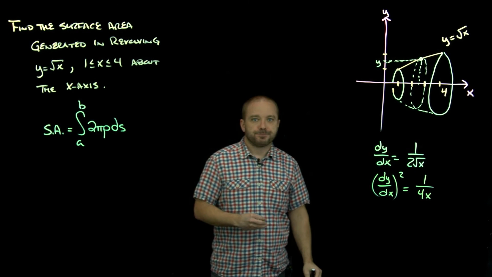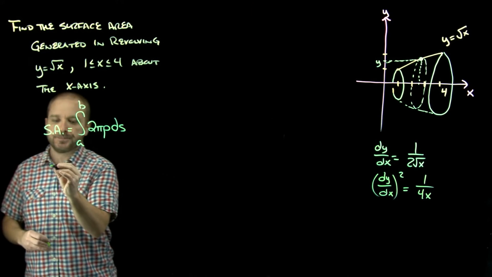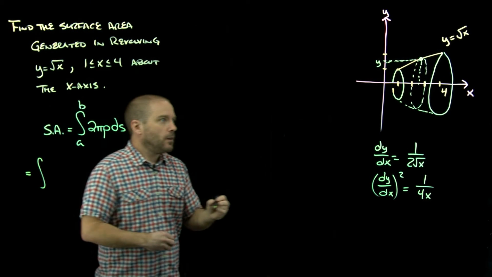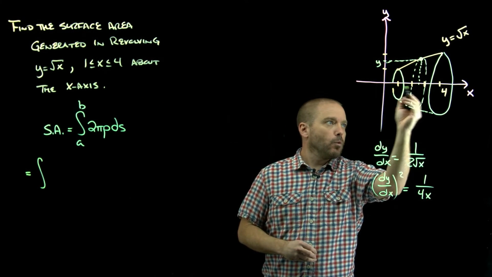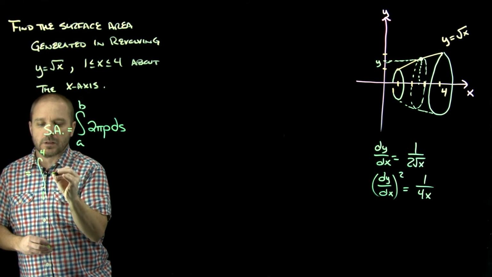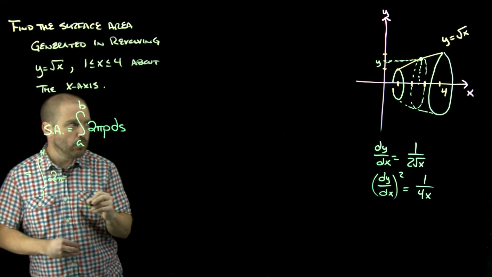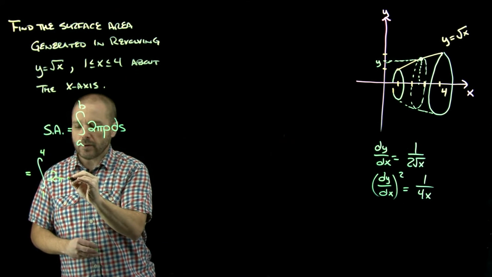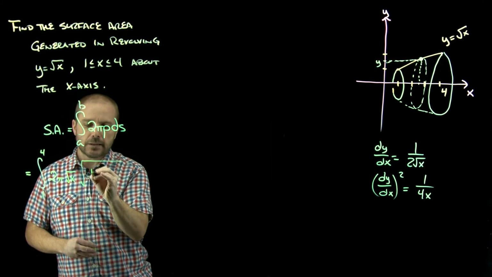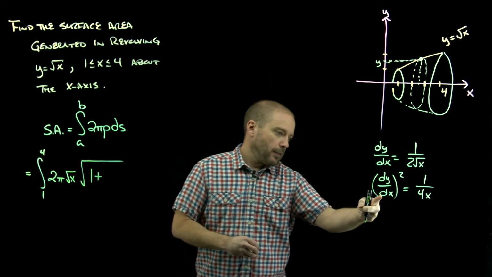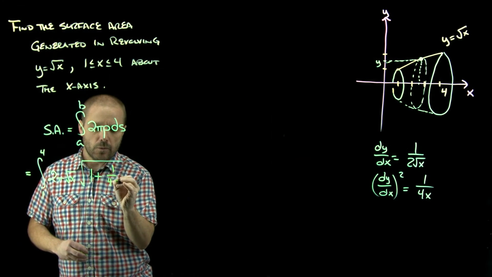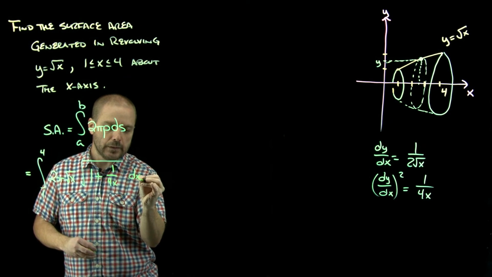And we get that. So our integral, we're taking our curve from 1 to 4, 2 pi rho, and as we said, rho was y, which is square root of x. And then remember, ds is 1 plus that, the derivative squared, so 1 over 4x dx.